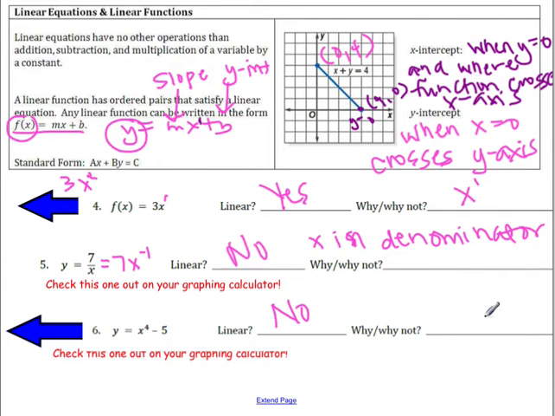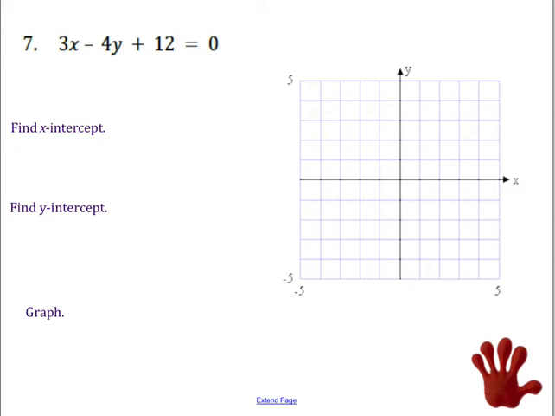Why or why not? I would say because it has that x to the fourth. Okay. If you're not sure if something's linear, graph it on your calculator, and if it gives you a line, it's linear. If it doesn't, it's not. All right, so example 7, we have 2 examples to go here.